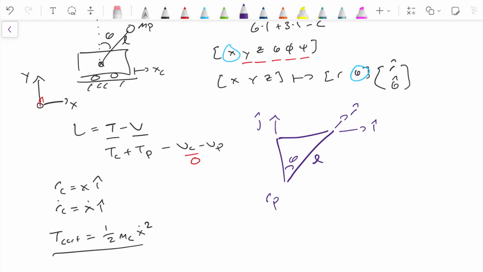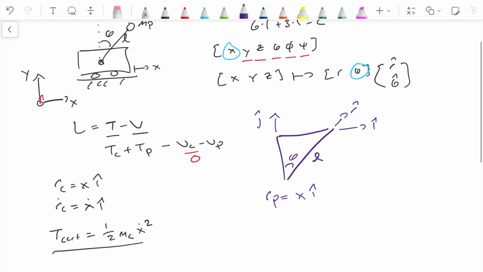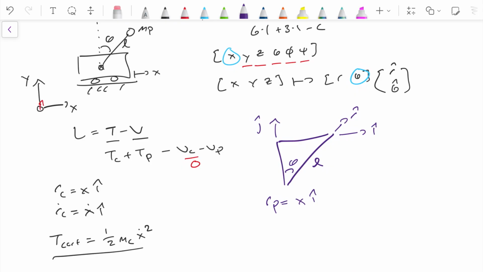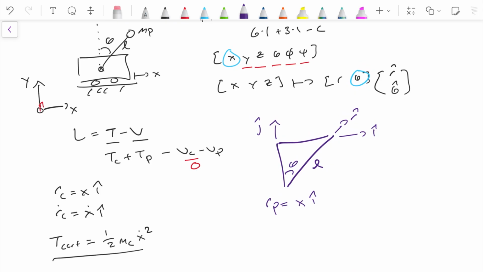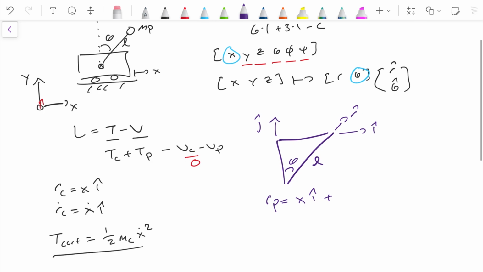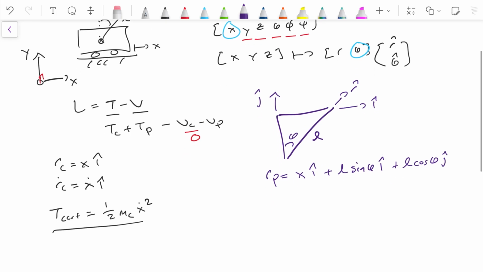So this would be rP, this is describing the position of the pendulum, is x I hat, and that's describing the cart position. I'm just going to get rid of the C because it's getting confusing. And then what we can say here is the I hat direction is going to be the opposite over the hypotenuse. So that's going to be a sine theta. So what we're going to have is L, that L component, sine theta I hat. And then for the j hat, we're going to have L cosine theta j hat.